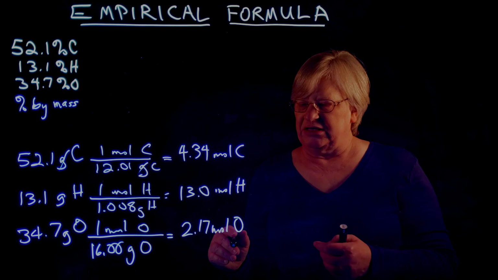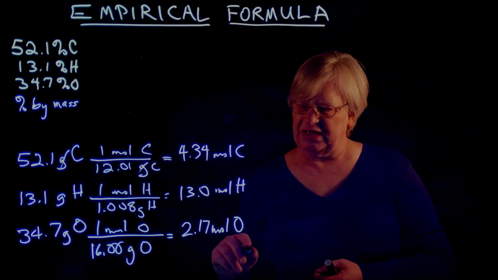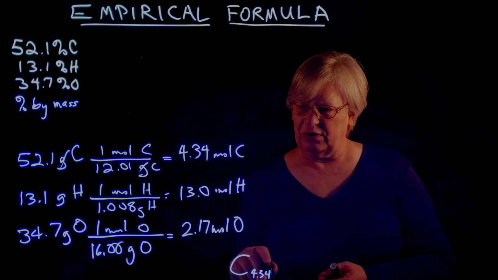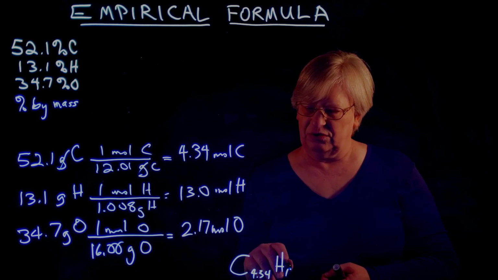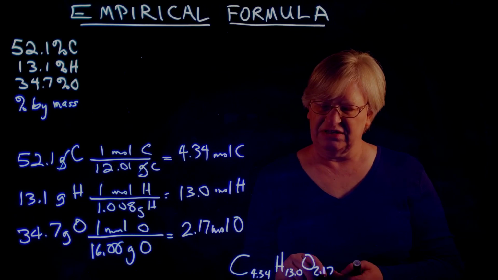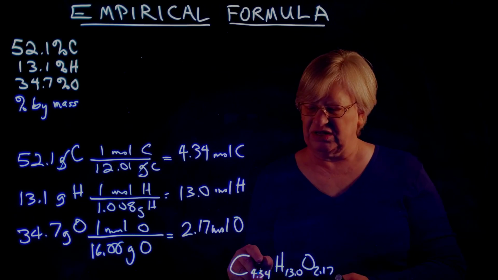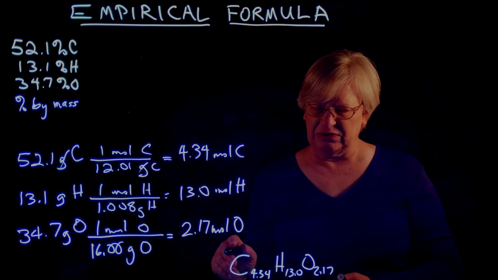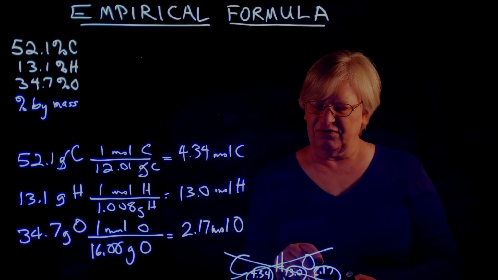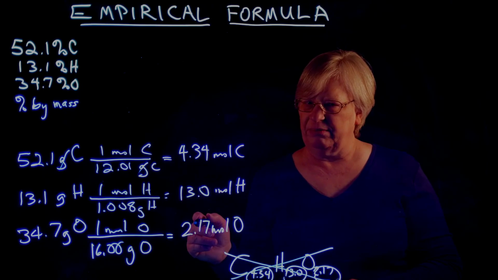However, we cannot make a formula and say, I have C 4.34, H 13.0, O 2.17. It doesn't make any sense. There is no such thing as a 0.34 carbon, right? So I can't do this. These have to be whole numbers down here. So we have to have some way of converting these into whole numbers.